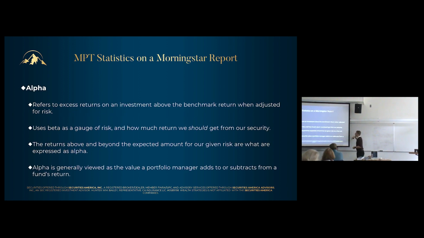We talked about alpha, how it uses beta to give you a gauge of how much return you should be seeing, and then measures how much excess or lack thereof you have. So positive alpha would show that you have excess returns over the risk that you're starting to take. And negative alpha would be that you are actually not returning as much as you should be given the level of risk as measured by beta.